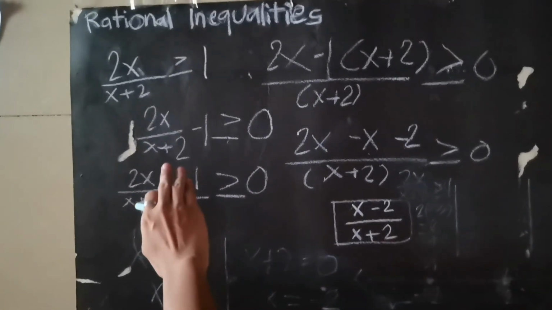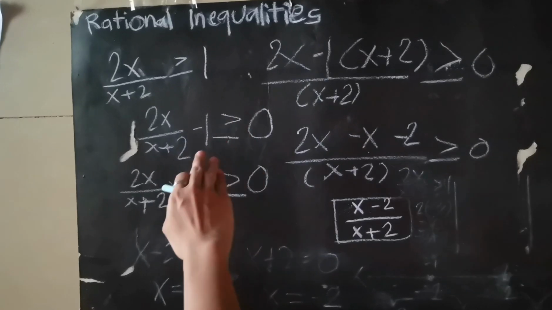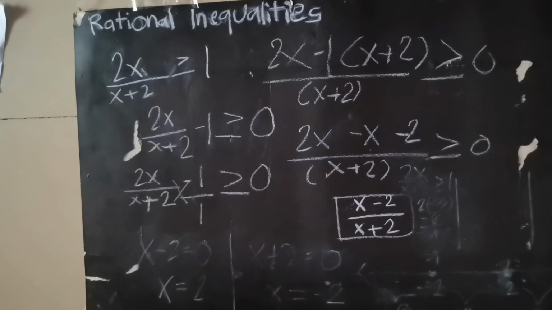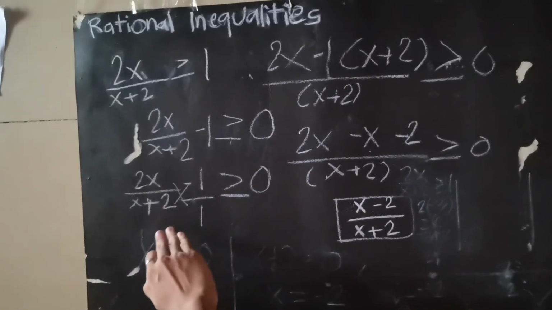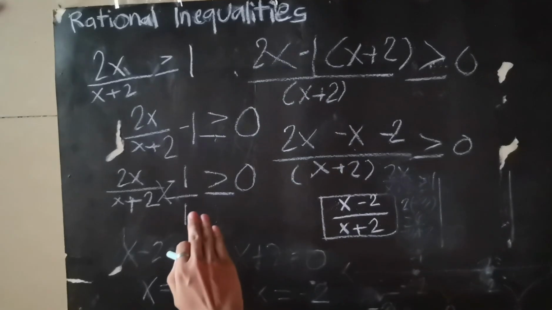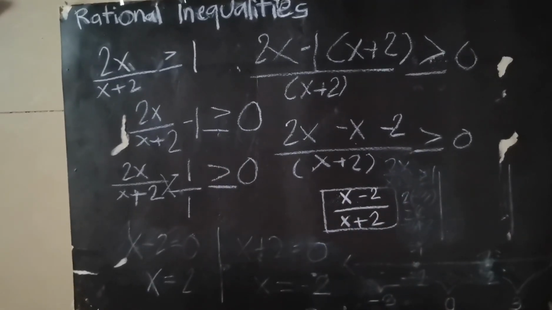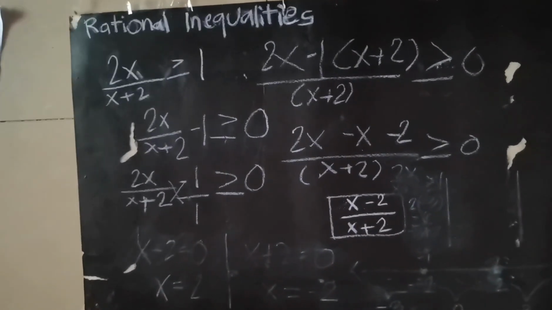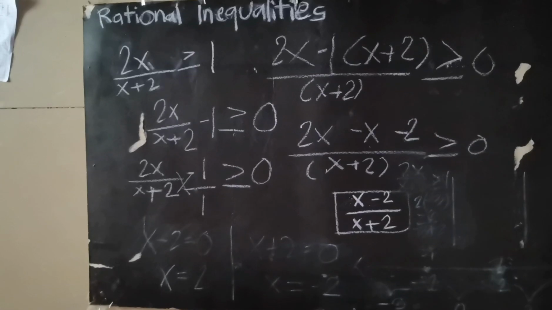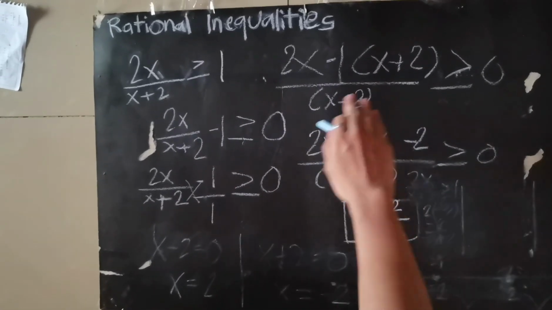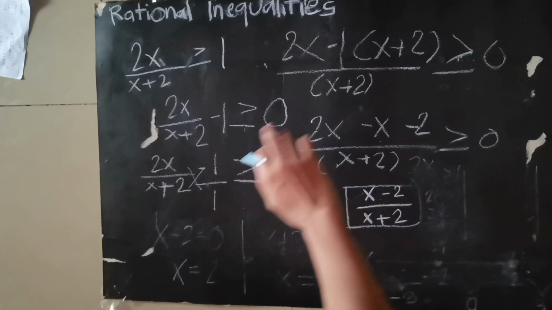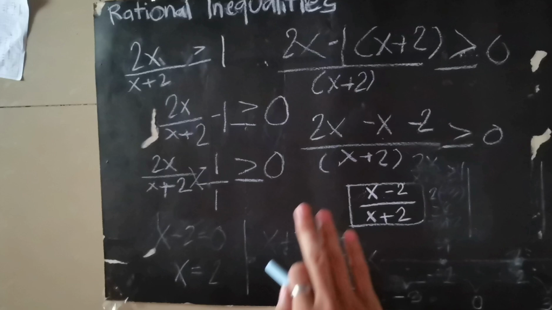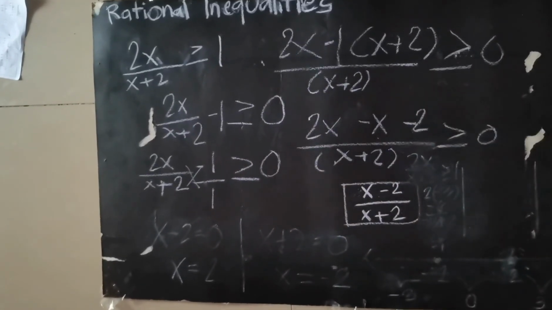We keep the 2x over x plus 2 and transpose the positive 1 to negative 1 on the left side, replacing the right side with 0. So we have 2x over x plus 2, minus 1 over 1, is greater than 0. We put another 1 as the denominator so we can cross multiply. We get 2x minus 1 times x plus 2 in the numerator, over the denominator x plus 2, is greater than 0.